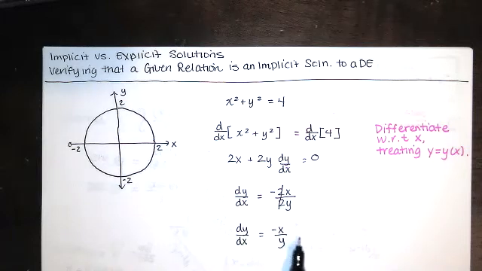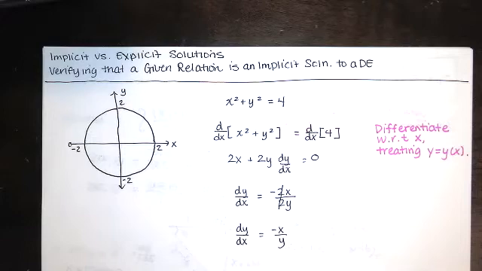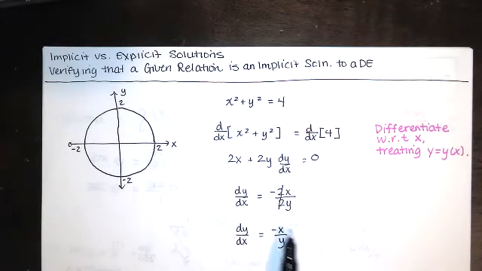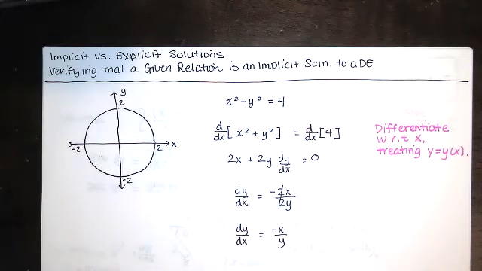Sometimes we want to go backwards. Instead of going from here to here by differentiating implicitly, we're going to want to go from here back to here. This is a relation that satisfies this differential equation. This relation is called an implicit solution.